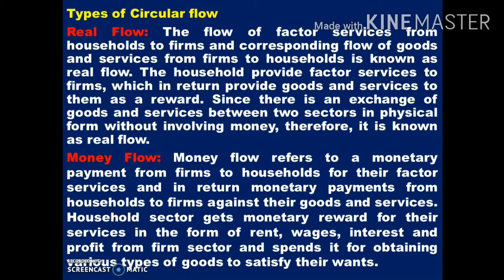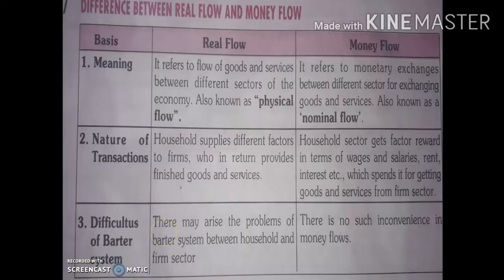The household sector gets monetary reward for their services in the form of rent, wages, interest and profit from the firm sector, and spends it for obtaining various types of goods to satisfy their wants. So in return they are giving this money, and they are satisfying their wants from the firms. So it depends upon the exchange.